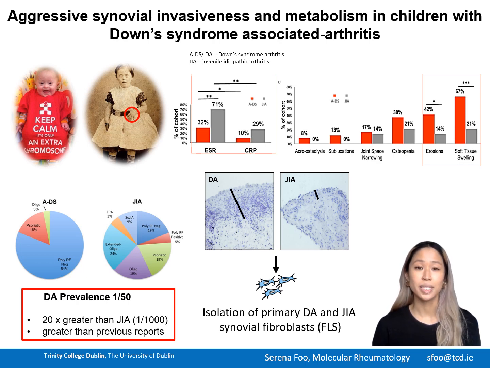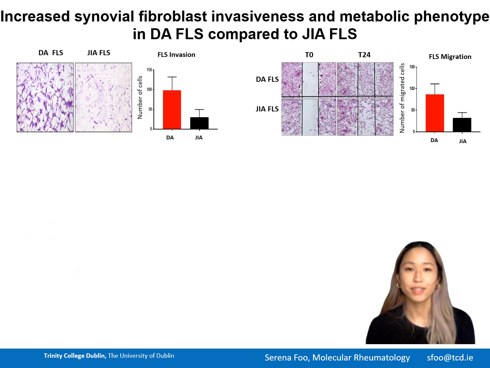From these synovial biopsies, we're able to isolate and culture primary synovial fibroblasts, which are the main invasive cell type in the joint. On the top left are representative images of invasion assays, and we can see that there are more DA fibroblasts that invade through the Matrigel compared to JIA. In parallel, we use wound repair scratch assays, and we demonstrate here that there are more DA fibroblasts that repopulate the wound compared to JIA.